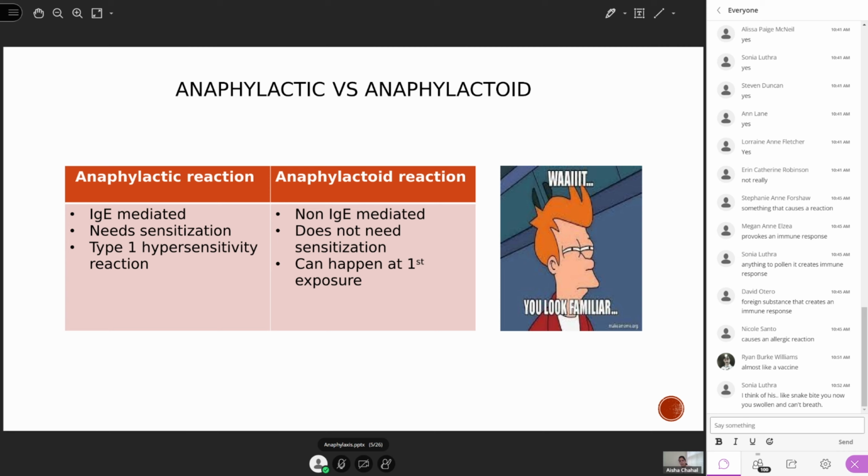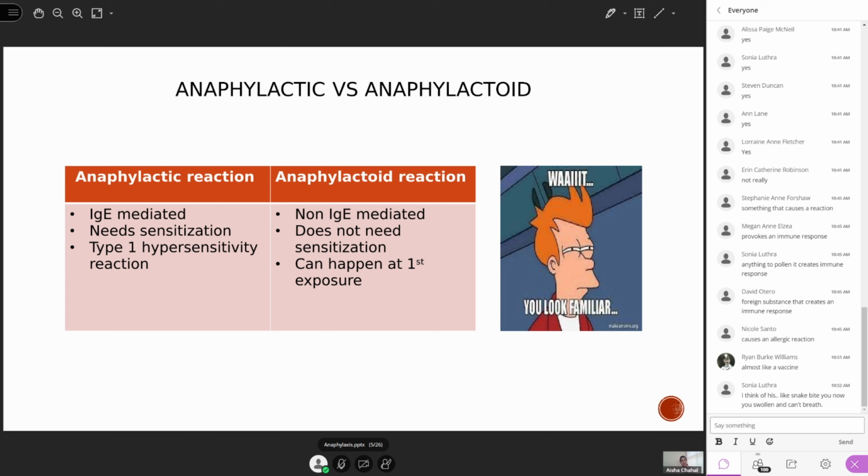You're swollen and can't breathe. Yes, absolutely. And so this is the first time that they have received penicillin. As Sonia mentioned, sometimes people get bit by a snake, right? They have never been exposed to that poison. This is the first time, but still there is a full-blown anaphylactic reaction, right?